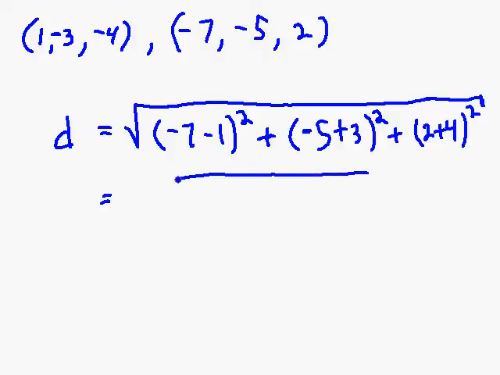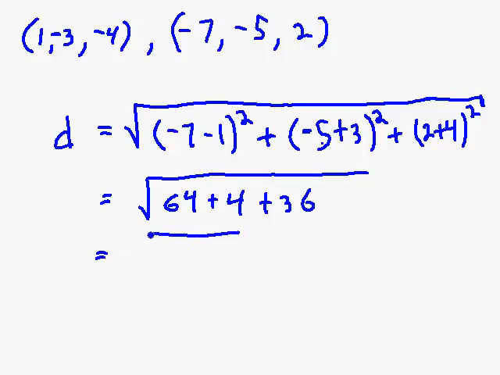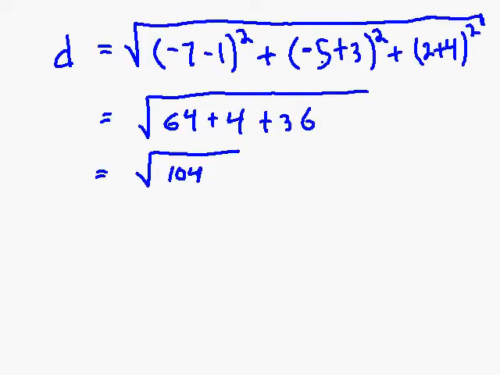Okay, so that turns out to be 64 plus 4 plus 36, 104 underneath the radical. Well, that's going to be 4 times 26 underneath the radical. So we'll get 2 radical 26 if you simplify the square root of 104. Okay, so that's the distance.